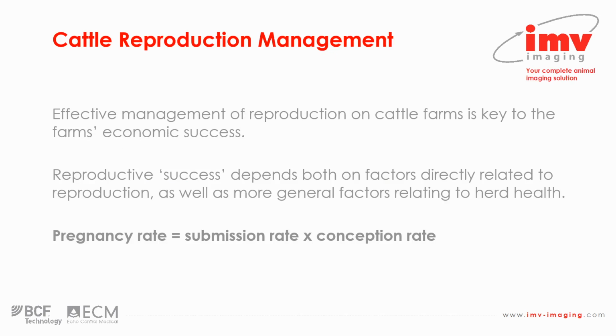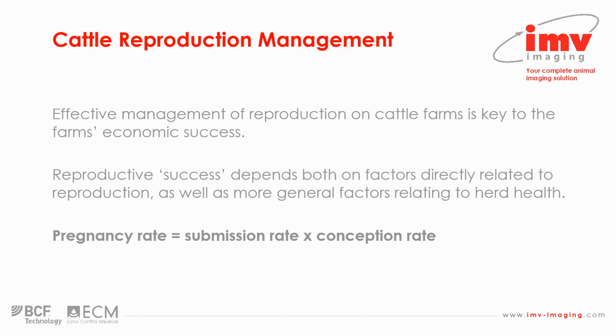So it's worth bearing in mind that effective management of reproduction on cattle farms has an enormous impact on the farm's economic success. And successful reproduction management depends both on factors that directly relate to reproduction, so that might be factors such as reproduction efficiency and various calving to first service and calving conception rates, parameters and so on that we can measure, but also more broadly general factors that might affect the health of the herd. So that might include nutrition, disease, genetics of the herd and so on.